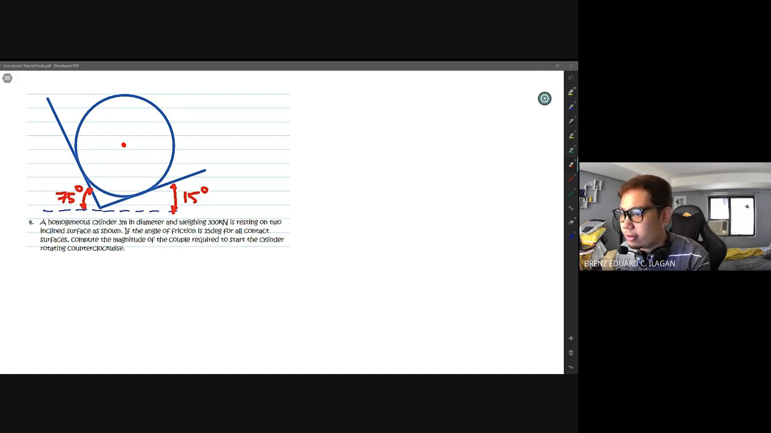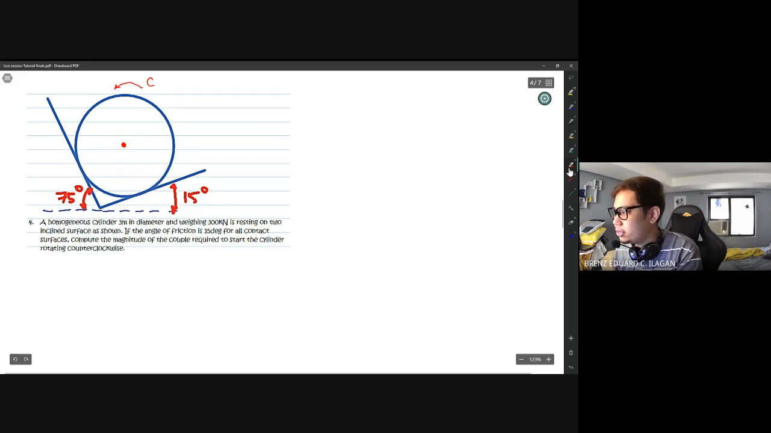Moment tayo doon sa gitna ng cylinder para ma-solve yung counterclockwise couple required to start the cylinder to rotate in the counterclockwise direction. So kung ang pinapahanap is yung couple which is counterclockwise, ibig sabihin gagalaw siya pa ganun. And as defined nga ulit, yung frictional force kasi natin. So sige, unahin muna natin yung mga normal force.